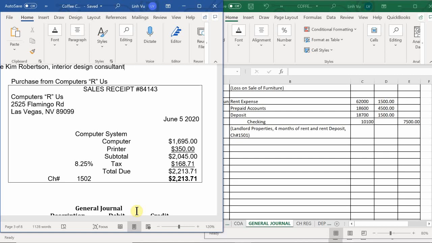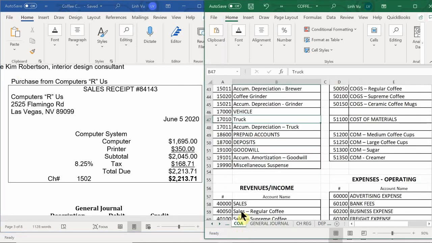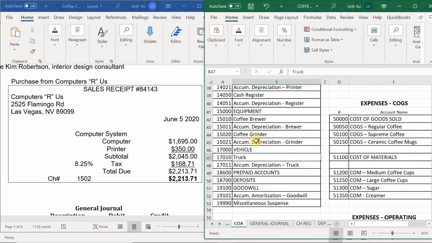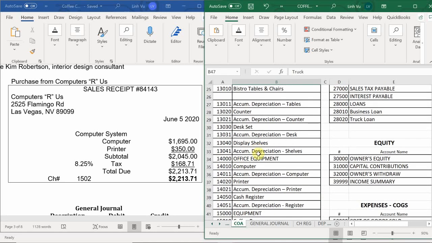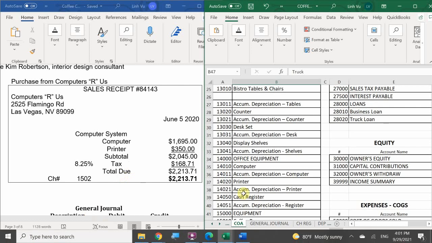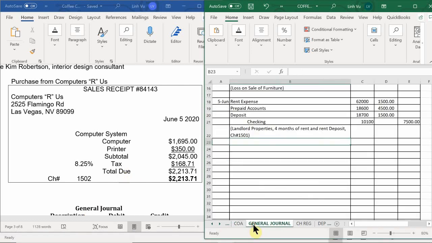So what did I buy? A computer. What else did you buy? A printer. Let's take a look at my chart of accounts. Do I have an account for a computer and a printer? Yes, you have one for the computer and you're supposed to have one for the printer too. Yes, we do. We have an account for both.